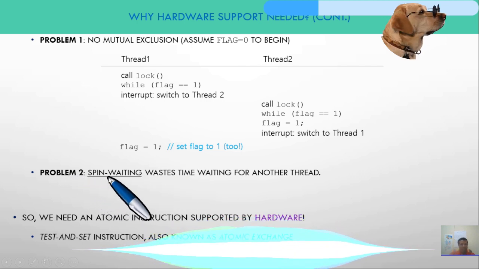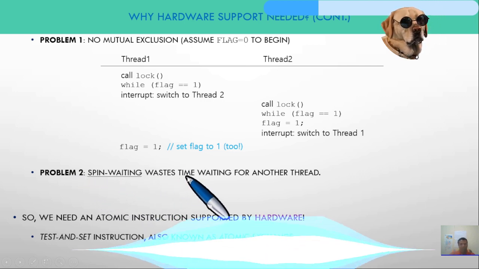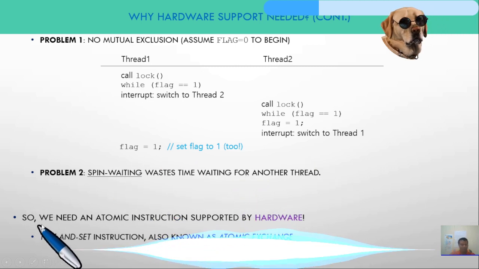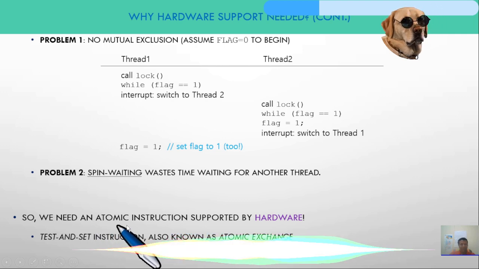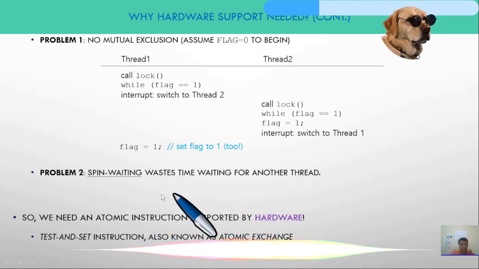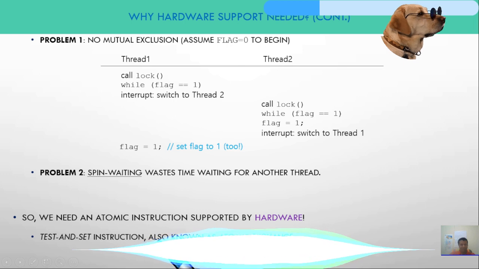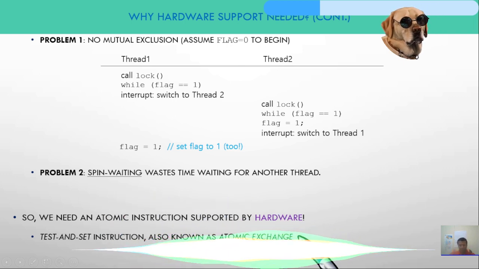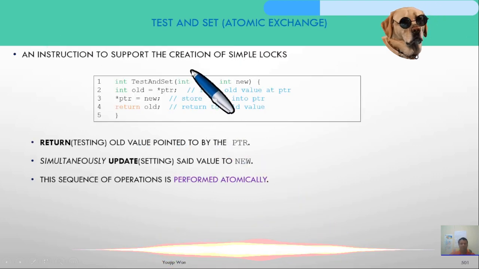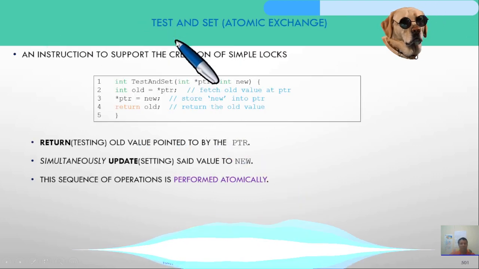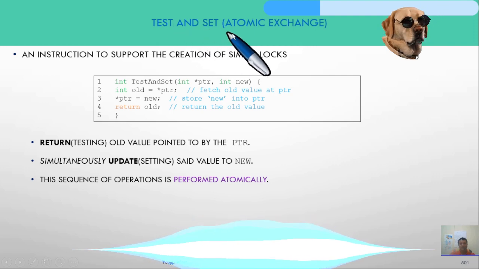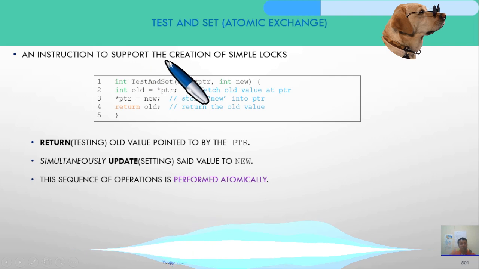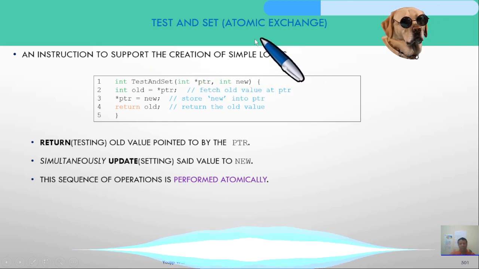Problem 2 is that spin-waiting wastes time waiting for another thread. This is another concept. So we need an atomic instruction supported by hardware. The test-and-set instruction, also known as atomic exchange. This is another solution we are going to see. So this is a simple code. We say test-and-set, atomic exchange, an instruction to support the creation of a simple lock.